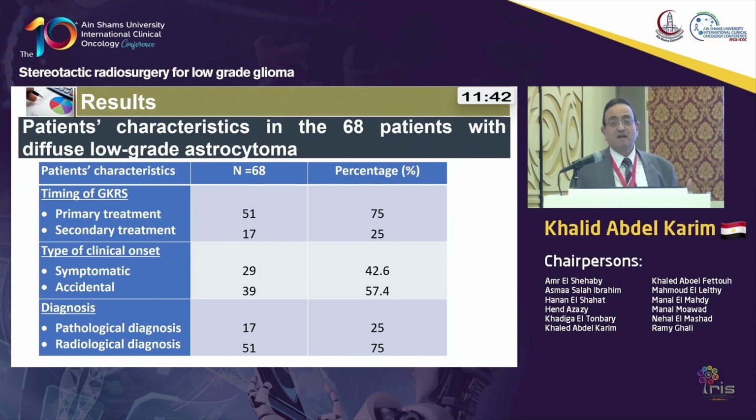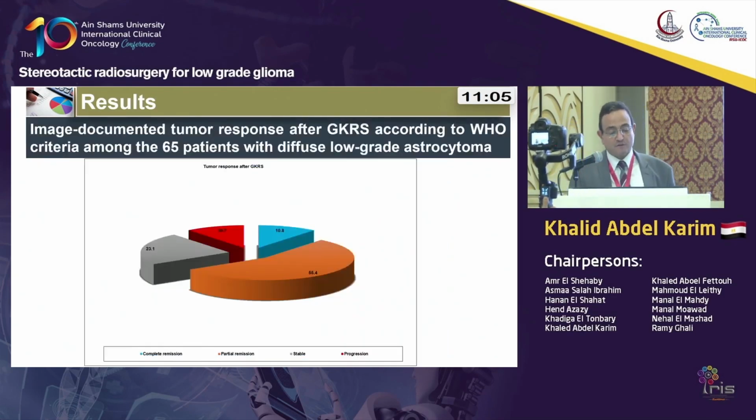And to say it myself before I hear it from the audience, this was one of the weaknesses of our studies about low-grade gliomas, to prove that it is originally low-grade. As many of those patients, we can argue that the cases were not low-grade to start with, because we depended mainly on imaging. Type of clinical onset, the symptomatic were 29 and the accidental 39, and the pathological diagnosis was proved in 17 patients.